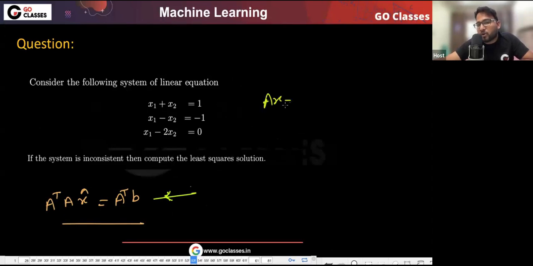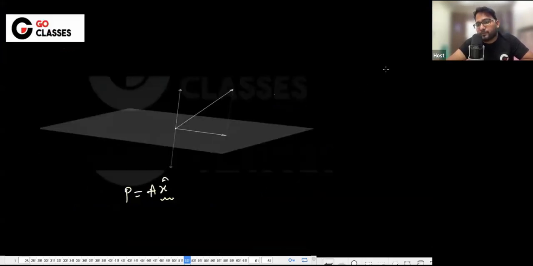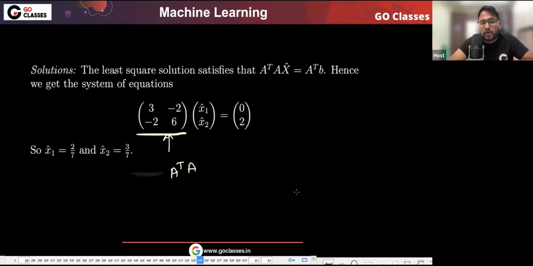Maybe A x equal to b is not consistent, maybe it is inconsistent, but this is always consistent. We will prove it, but for now I'm just telling you intuitively why it is always consistent, because you have x cap here and x cap is always possible, the projection is always possible. If b is perpendicular, then the x cap may be 0, but it is possible. It's not like you can't solve for x cap. Okay, so I hope you understood this.